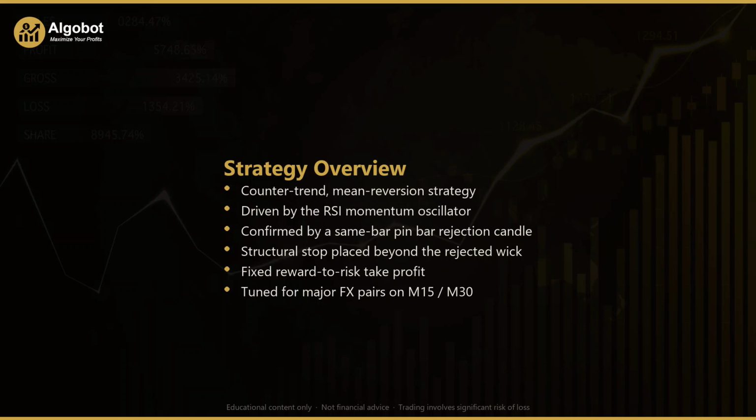This style suits a patient swing or mean reversion trader who is comfortable trading against the immediate move. The defaults are tuned for a mean reverting major currency pair such as Euro, US dollar or Australian dollar, US dollar, on the 15-minute or 30-minute time frame. As always, this is educational information only, and every approach carries the risk of loss.